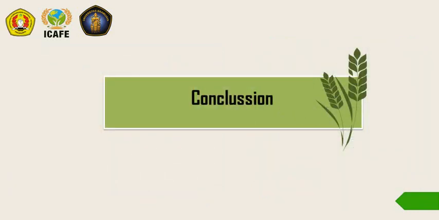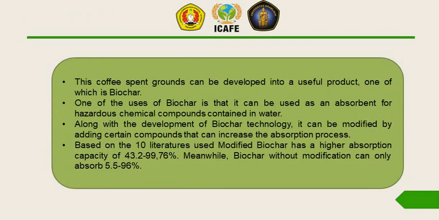Next, conclusion. Coffee spent ground can be developed into a useful product, one of which is biochar. One of the uses of biochar is that it can be used as an absorbent for hazardous chemical compounds contained in water. Along with the development of biochar technology, it can be modified by adding certain compounds that can increase the absorption process. Based on the 10 literature, this modified biochar has a higher absorption capacity of 43.2 to 99.76%. Meanwhile, biochar without modification can only absorb 5.5 to 96%.